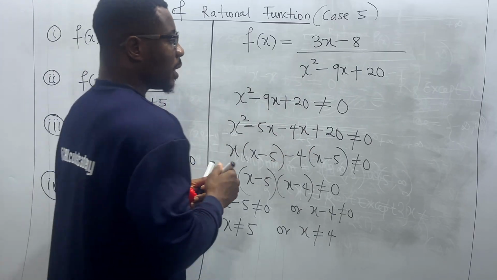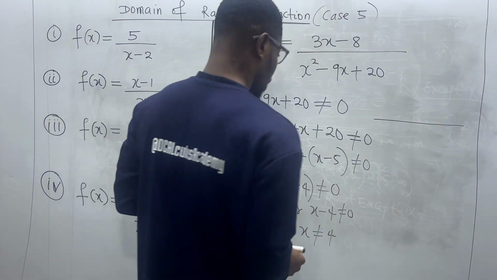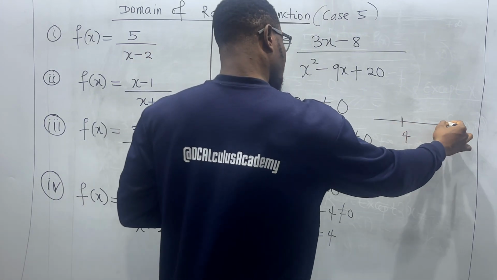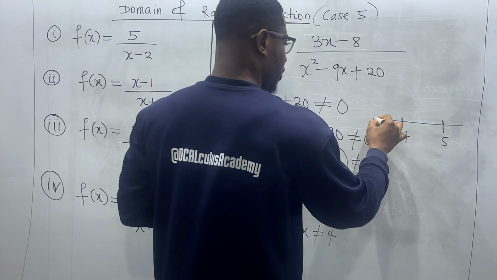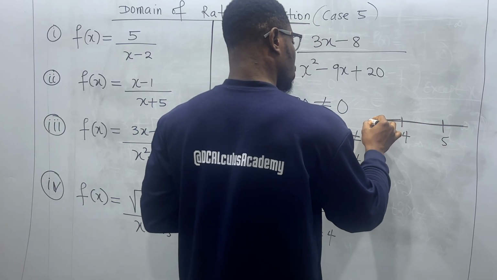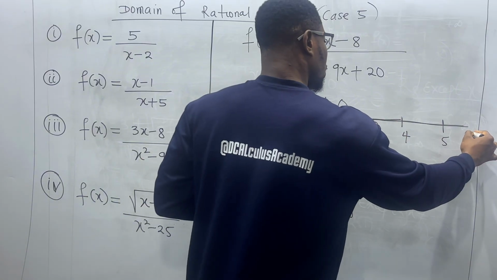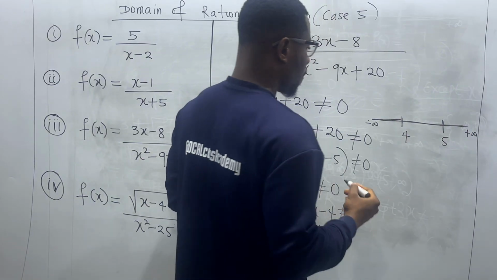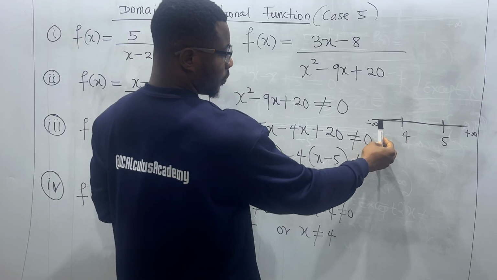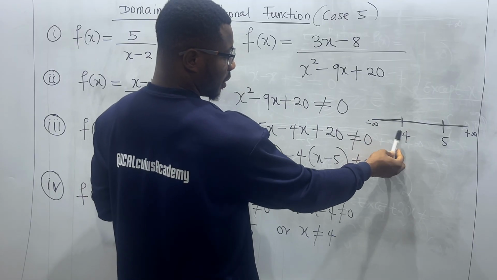Now, when we draw our number line, this is our number line. Let's say we have here 4 and we have here 5. Now we have to check to be sure of the domain. Now let's see for numbers between negative infinity and 4.